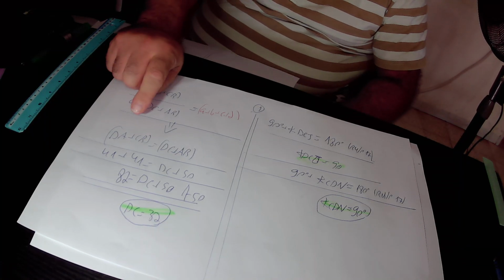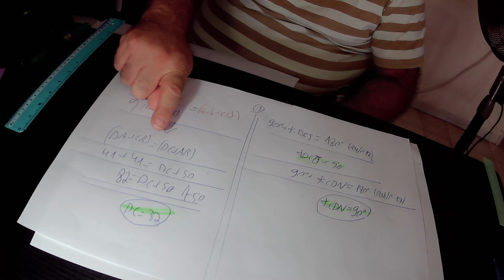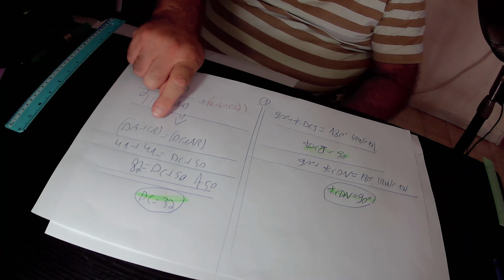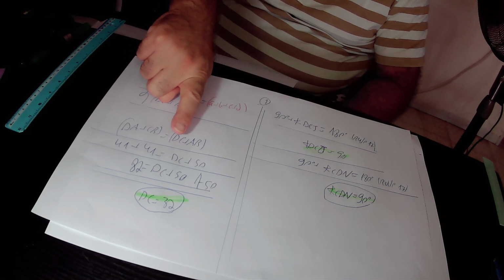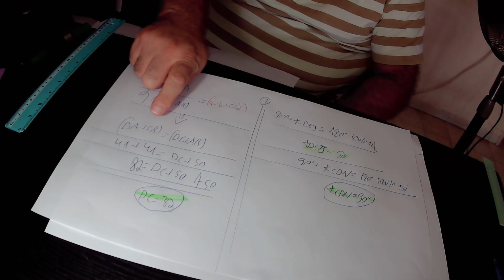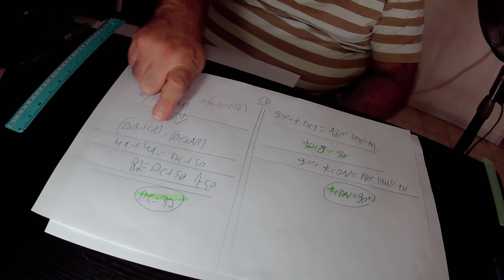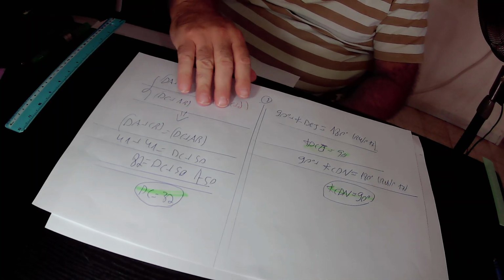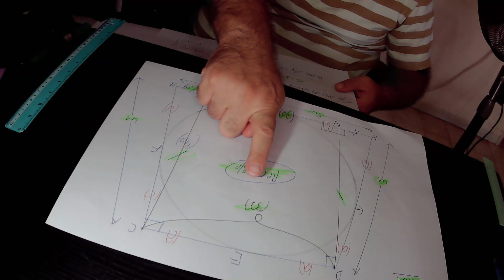DA is 41 plus CB is also 41. DC is the missing side plus AB is 50. 41 plus 41 is 82, which equals DC plus 50. Here we subtract 50 from this equation. We find that 82 minus 50 is 32. So we found that the missing side DC is equal to 32 units in length.